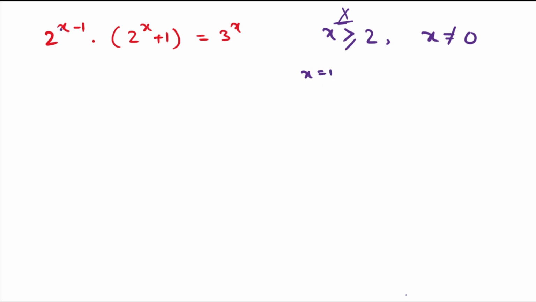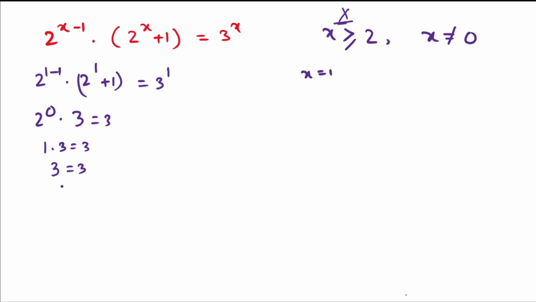Now if we put the value of x as 1, this becomes 2 raised to the power 1 minus 1 multiplied by 2 raised to the power 1 plus 1, and on the right hand side we have 3 raised to the power 1. So 2 raised to the power 1 minus 1 is 0... wait, that is 2 to the 0, which is 1, multiplied by 2 raised to the power 1, which is 2, plus 1 is 3, that is equal to 3. So the left hand side is 3 and the right hand side is 3. So this satisfies the expression. So we have a solution, x is equal to 1.